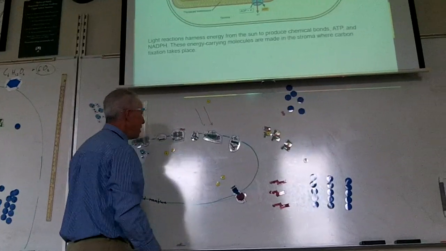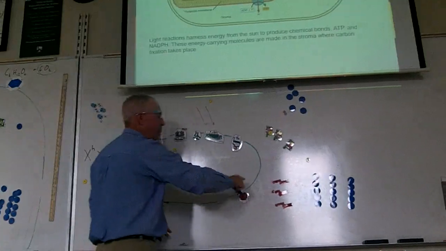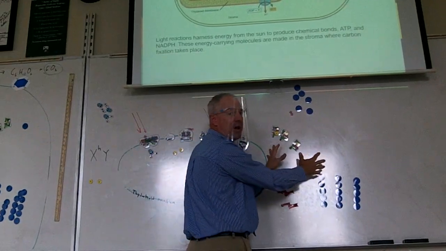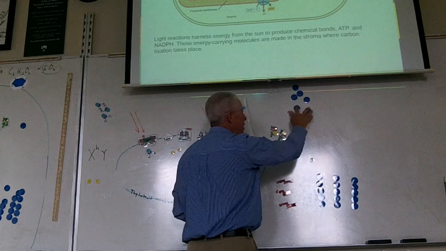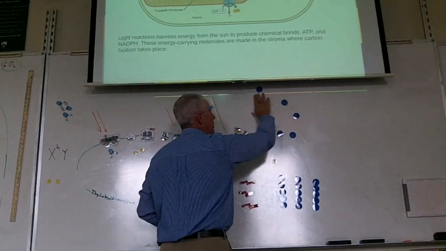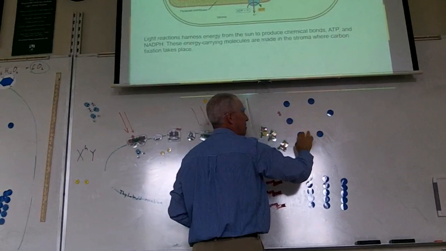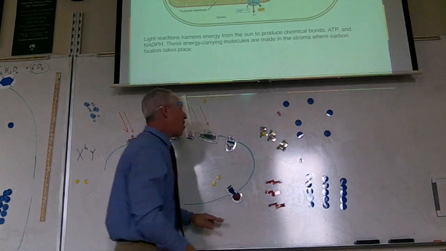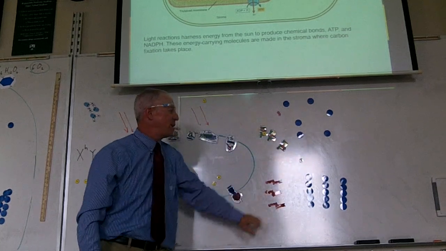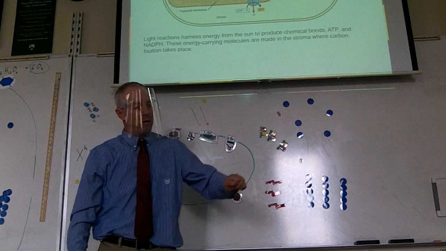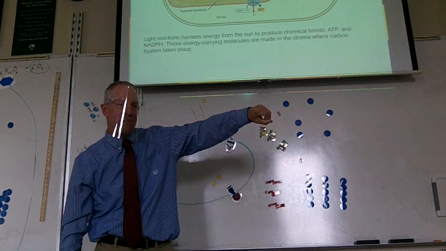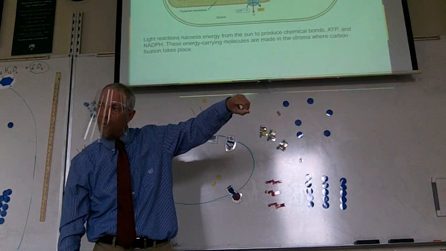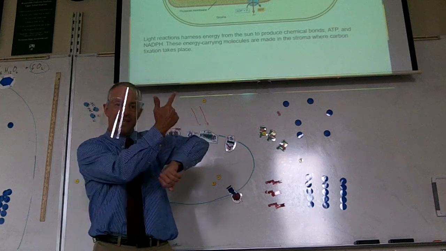So, this is the thylakoid membrane. This is the stroma. And these molecules here will represent carbon dioxide. How did the carbon dioxide get in the stroma in the first place? Well, remember the stomates in the leaves? They're little holes, they open up, and the CO2 gets in the leaf.